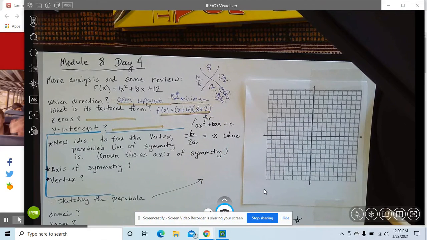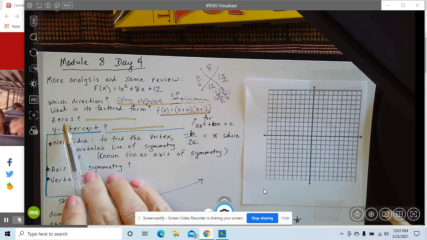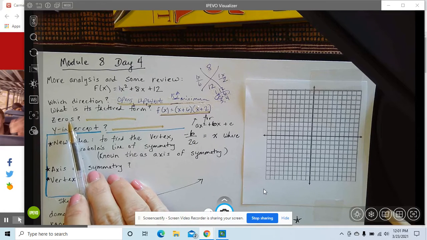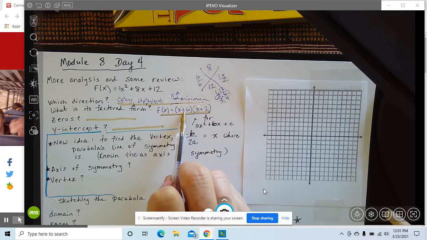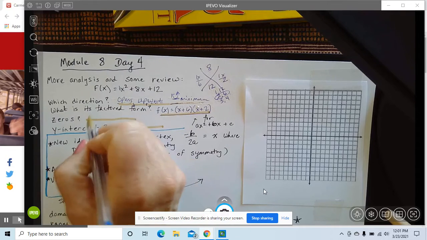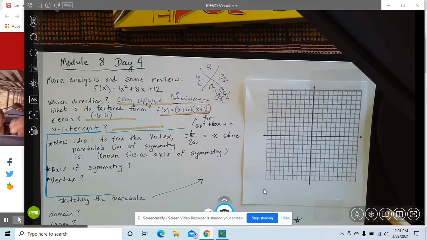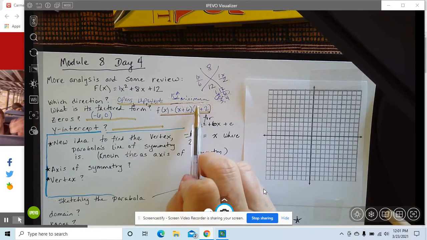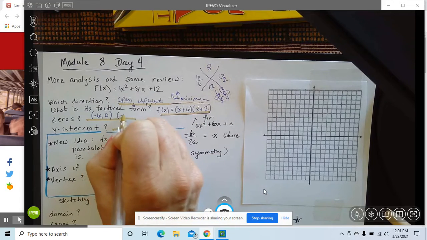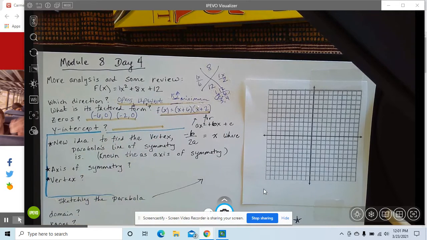Since it's in factored form, I can now identify the zeros, which are also known as the points where it hits the x-axis. So for x plus 6, this value of x would have to be negative 6 to be the solution, or it's 0. So that means the ordered pair, negative 6, 0, is one of the zeros on the parabola. And on this one, it would need a negative 2. So negative 2, 0.